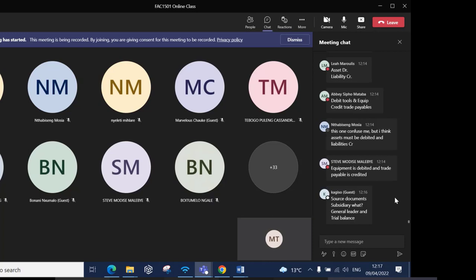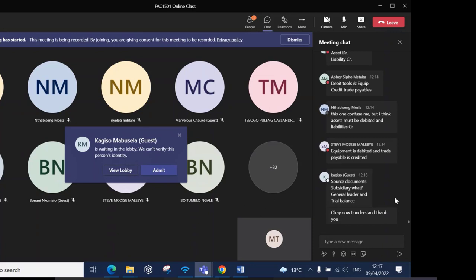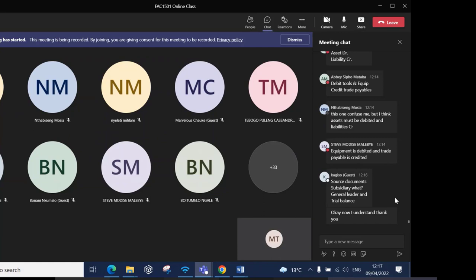This is the accounting cycle. You start with a source document, which is the bank statement. The next step is the subsidiary journal. What is a subsidiary journal? It's all your cash book receipts, cash book payments, and general journal. The next one is the general ledger, where you record all your individual accounts and see the balance at the end of the month. Then comes the trial balance, which summarizes all your individual account balances for that month.